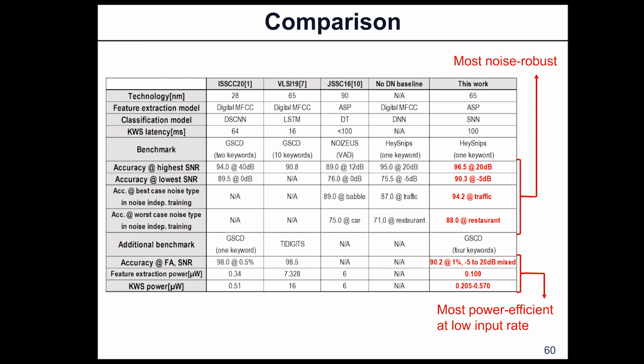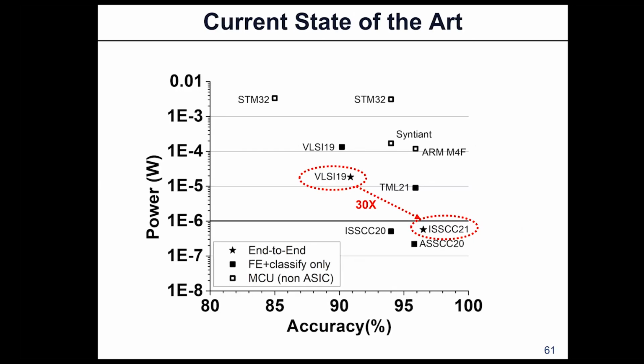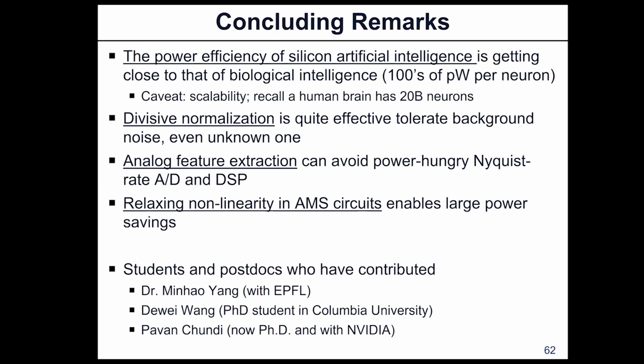So I go back to the first plot that I showed at the beginning of my presentation, right? This one surveys the total power consumption and the accuracy, right? Previously, VLSI 19 was one of the lowest power consuming end-to-end systems, consuming about 10 microwatts with accuracy about 90%. This ISSCC 21 work, done by my student Wei Wang, actually achieves about a 30x improvement in power consumption, whereas the accuracy is also going up above 95%. So very exciting, and that also brings me to almost the last slide of my presentation.